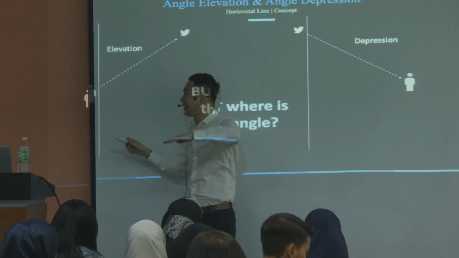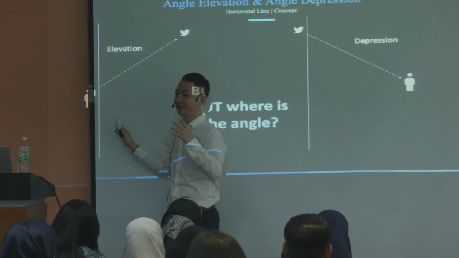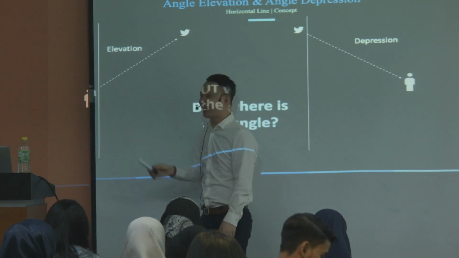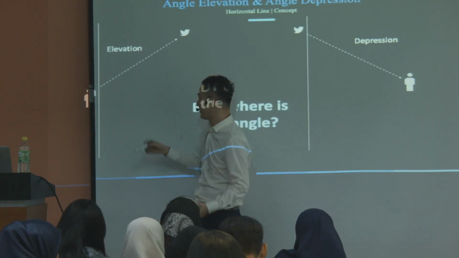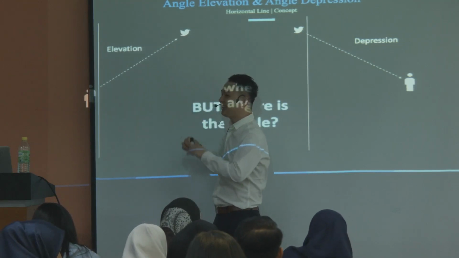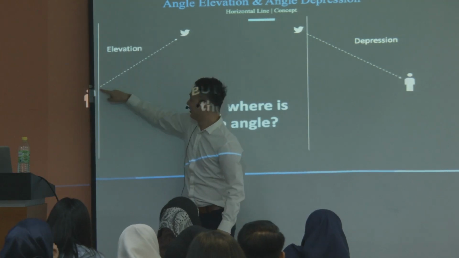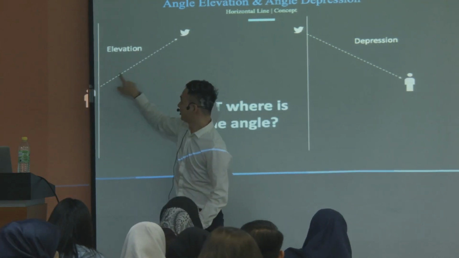I said horizontal line, this is vertical line. You forget about vertical line, not useful, and elevation and depression. So I need to draw the horizontal line by myself. I mean, I need to draw this line by myself. So my angle of elevation is from this line up to here. So it's over here. You imagine you have a line here, so the angle is here.